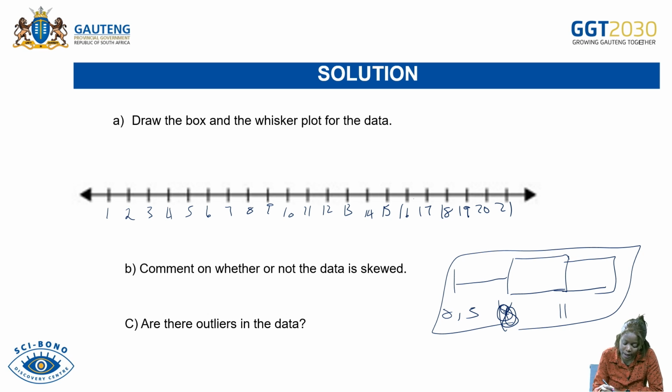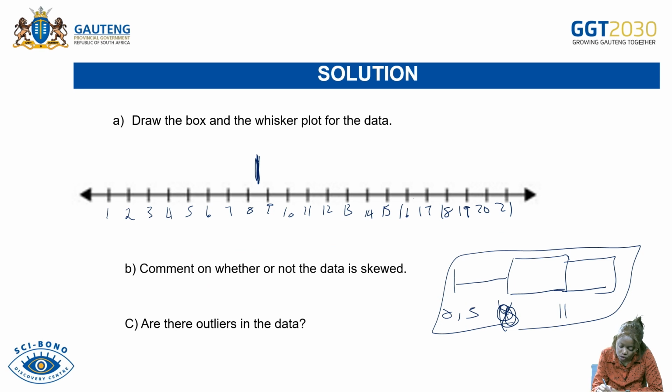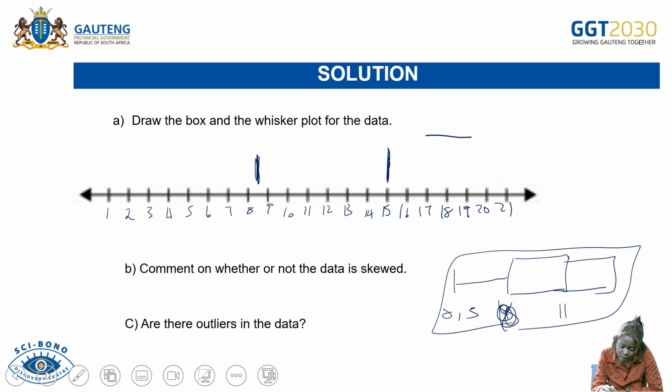Okay, so I have my minimum value at 8,5. So 8,5 is going to be in between 8 and 9. So it's going to be here. So I put my whisker. And then I have my maximum value at 15. So here I'll have 15. And then I have my median at 11. So I have my median here at 11.